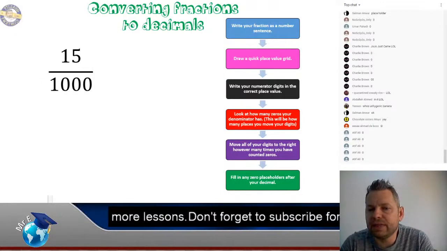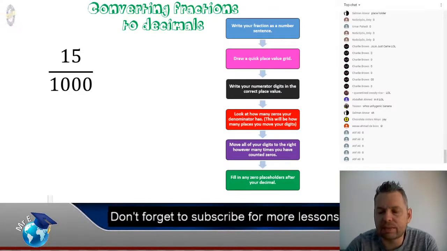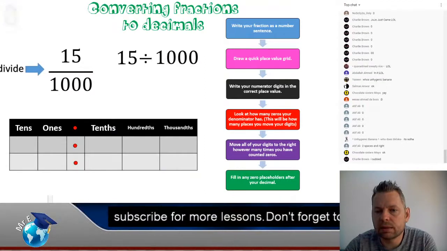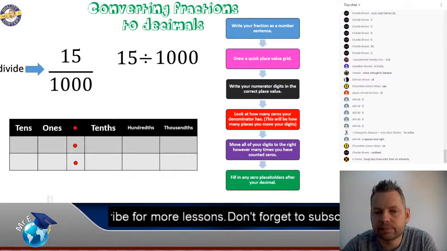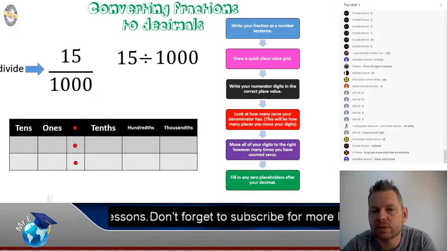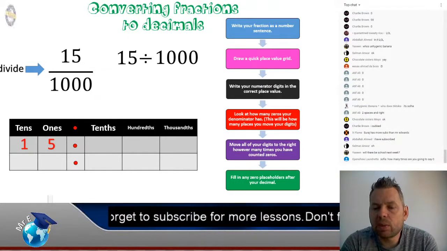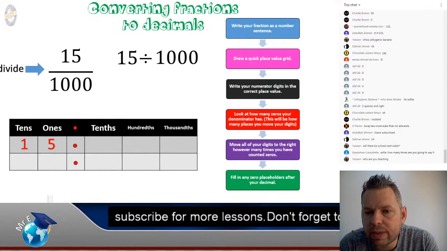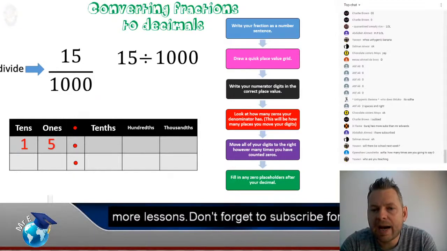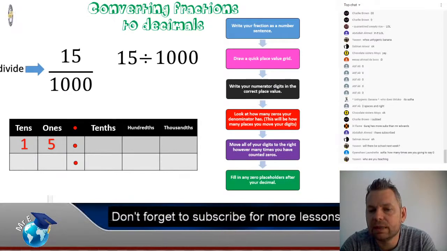So we have 15 over 1,000. Step 1: 15 over 1,000 means I'm going to rewrite the calculation, which is 15 divided by 1,000. Okay, 15 divided by 1,000. And I'm going to put my 15 in my tens and my ones column. So I'm now on number 3, which is writing my numerator digits in. How many places am I going to move my 15 to the right?